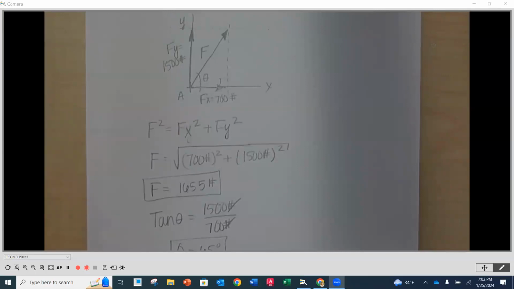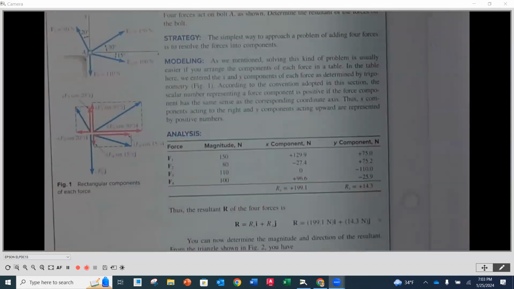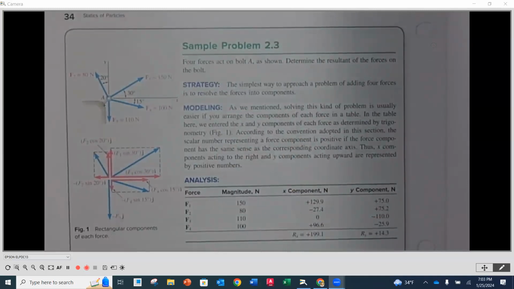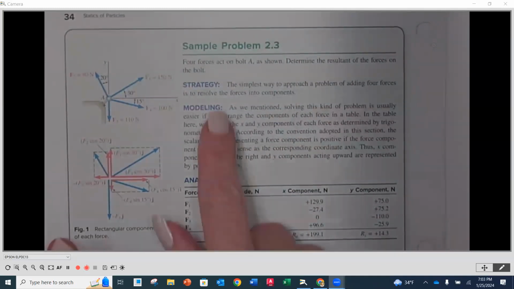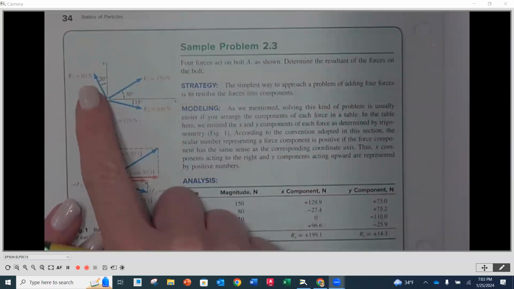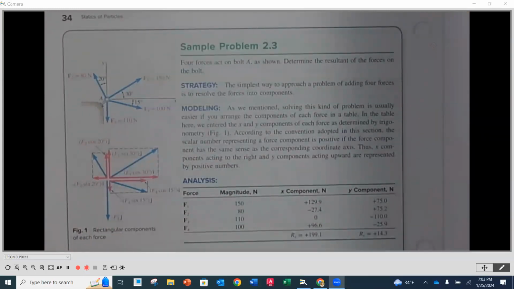Now they do a little bit of explaining beforehand, but I feel like the best thing to do is to just jump in and do a problem and explain as we go. So we're going to use sample problem 2.3 here. This is on page 34. It says we have 4 forces that act on this bolt A: F1, F2, F3, and F4. We want to determine the resultant of those 4 forces on that bolt, and we're going to use the rectangular component method.